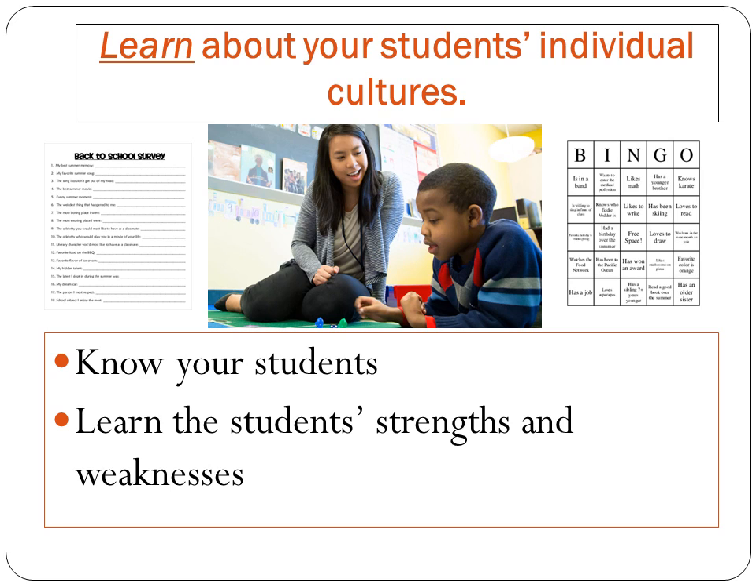Teachers use a back to school survey as well as a human bingo at the beginning of the school year to get to learn the students' likes and dislikes. You also want to learn the students' strengths and weaknesses, academically, emotionally, and socially.